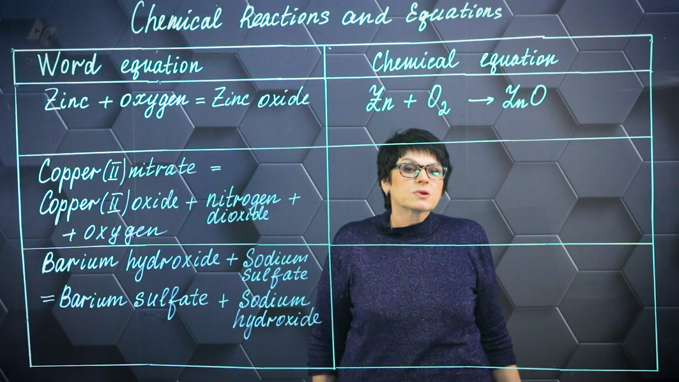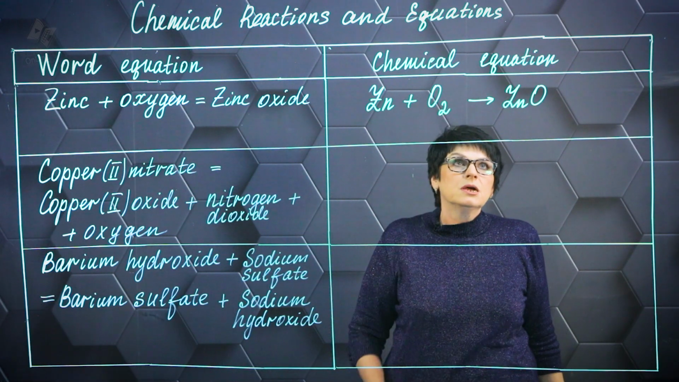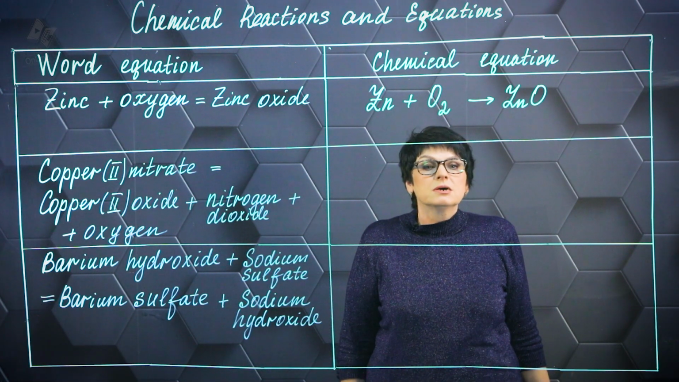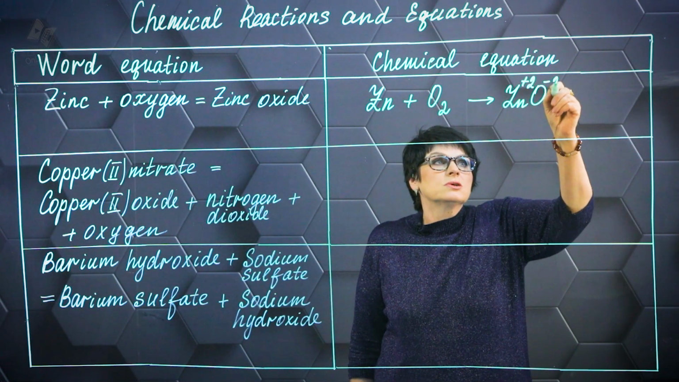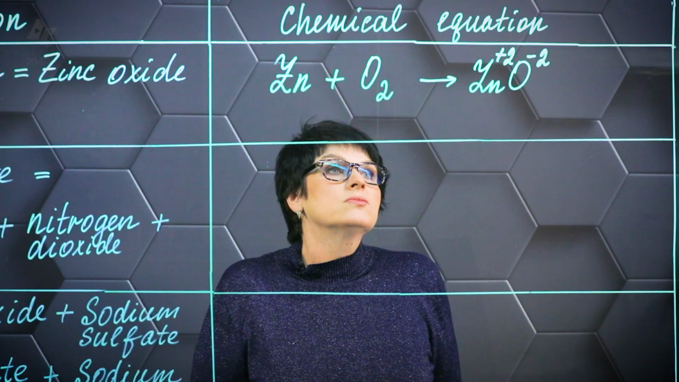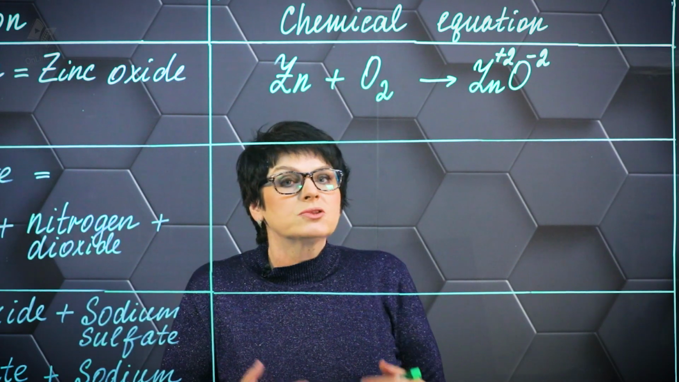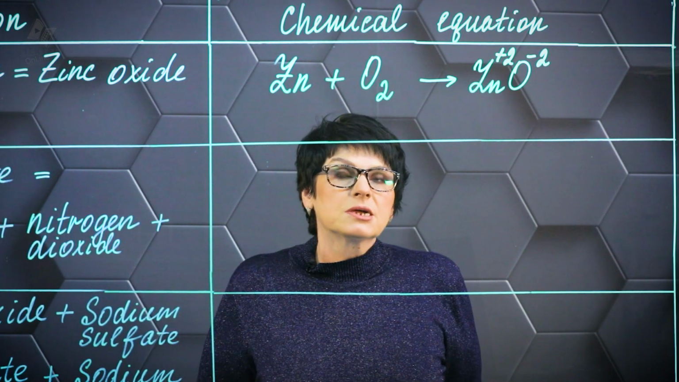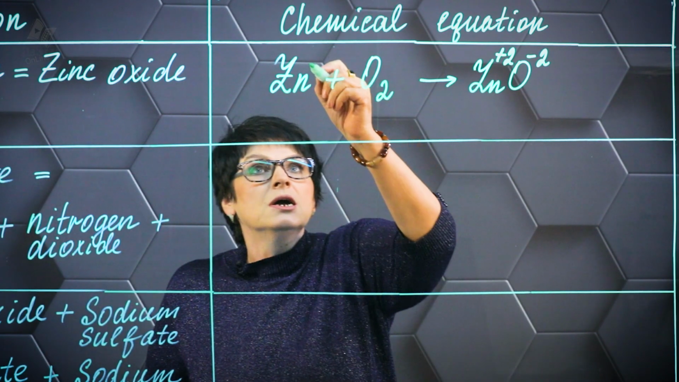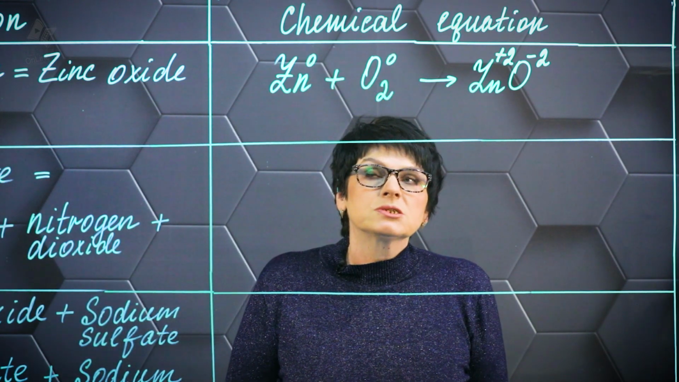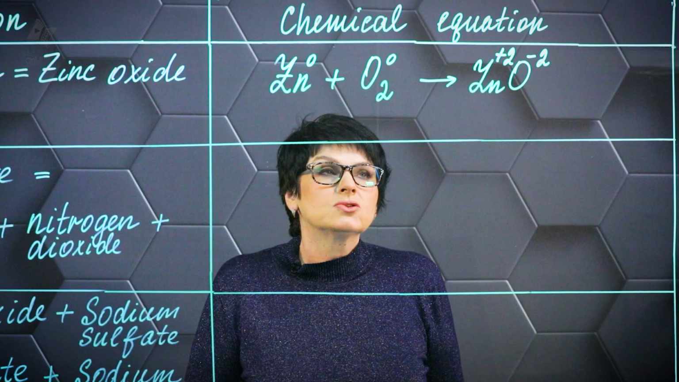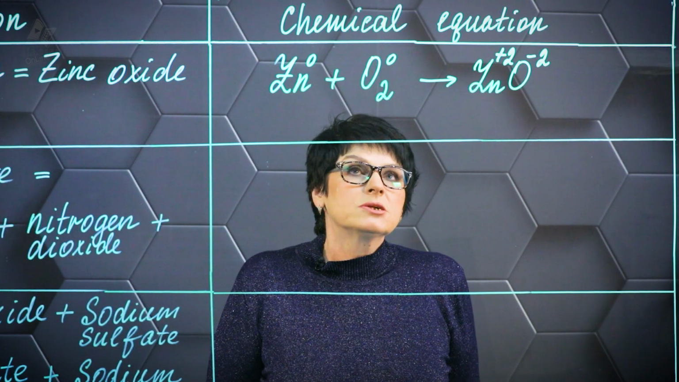We can check whether this formula is correct using the oxidation state. Zinc has an oxidation state of +2, while oxygen has -2. So the formula will be like this, but if asked to place the charges on the left side, I'll remind you that for zinc and oxygen, as simple substances, the oxidation state is 0. Alright, we have to even the score.